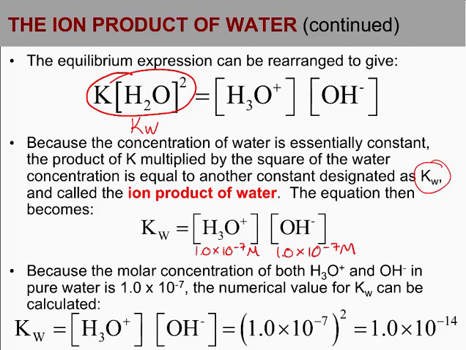So down below, we're plugging in 1 times 10 to the negative 7th for both of those concentrations, and we'll just square it because both are the same. And what we get is this value of 1 times 10 to the negative 14th. So this value is going to become very important and very useful later on.